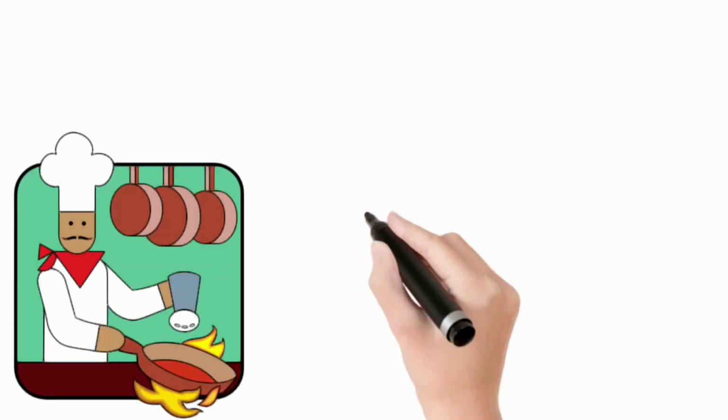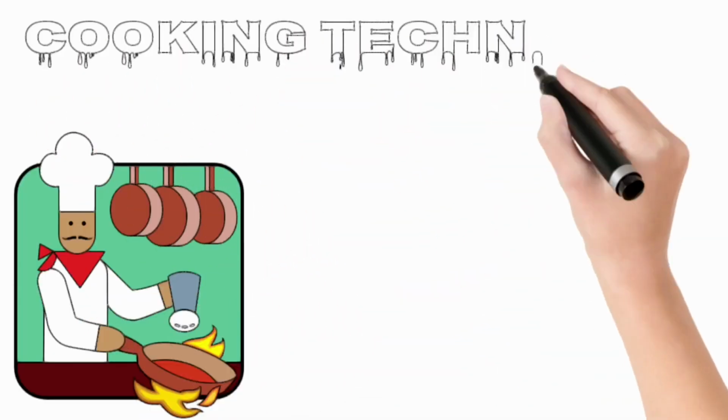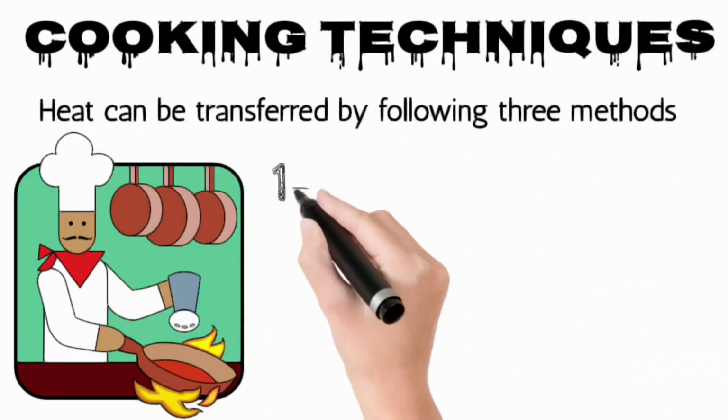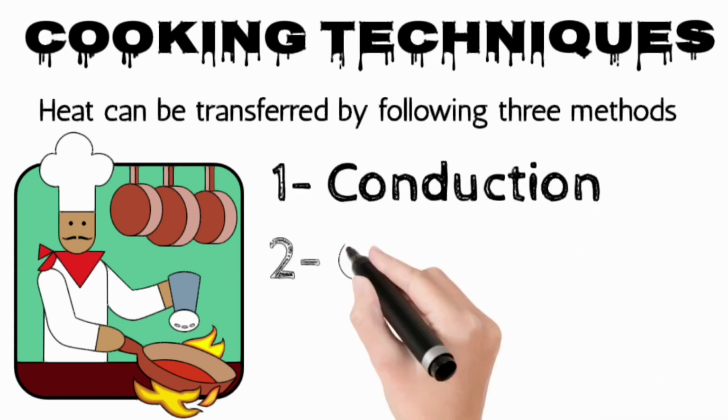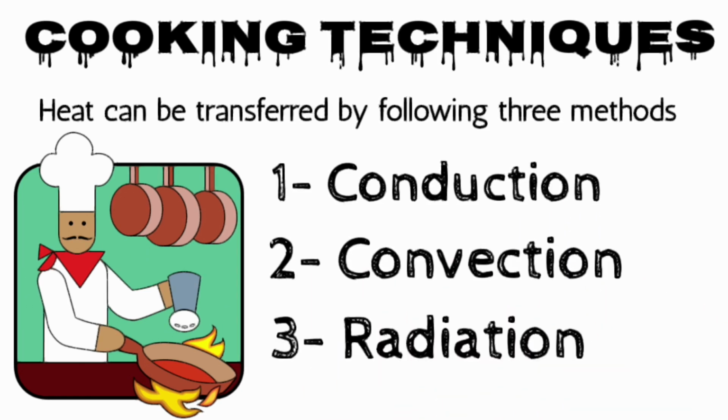Cooking techniques. Heat can be transferred by the following 3 methods. 2 or 3 of these methods may be combined as well. 1. Conduction. 2. Convection. 3. Radiation. Let's discuss more in detail in the upcoming slides.